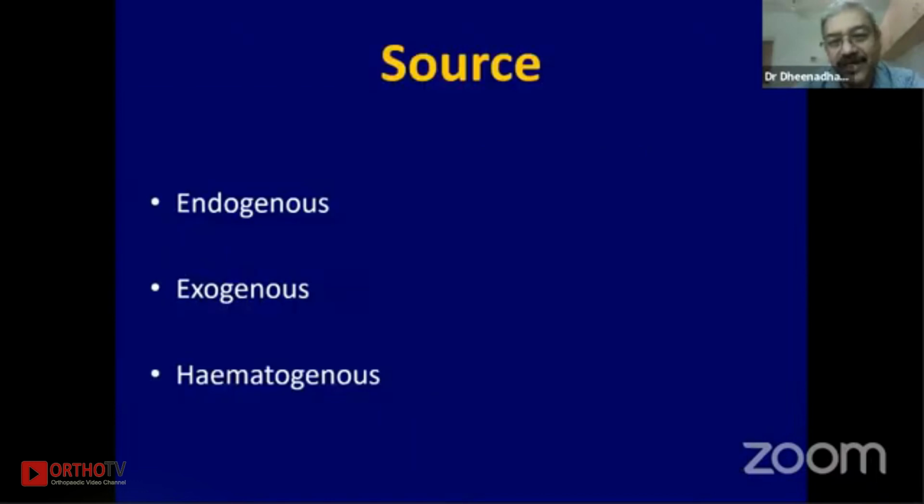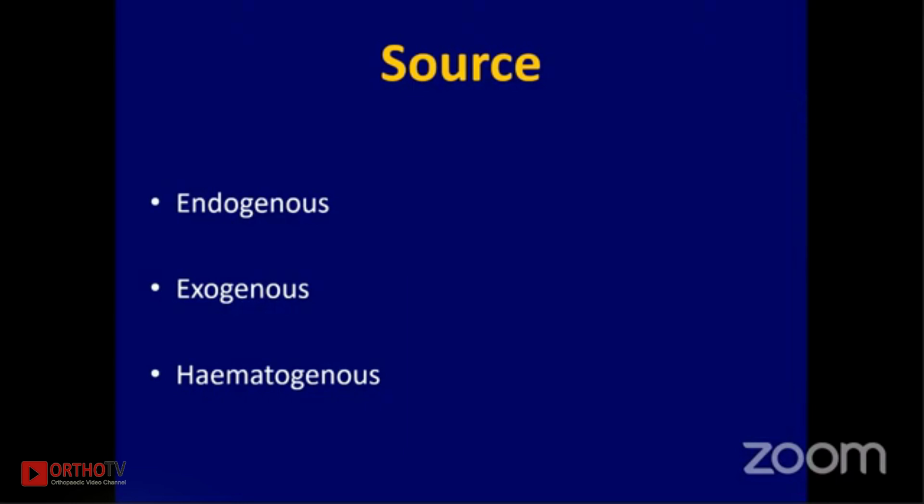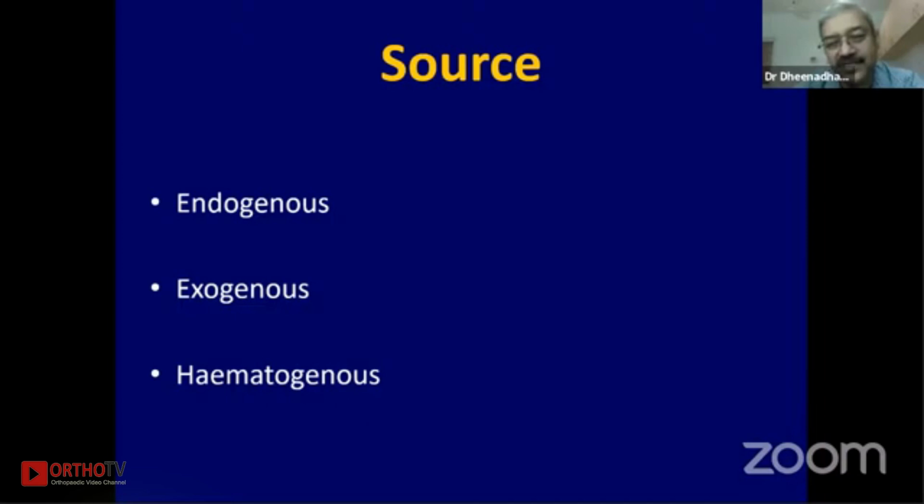And we also know that the bacteria that comes in is either endogenous, exogenous, or hematogenous. But it is known that 80% of them are endogenous. And it is true. So it means patients bring in the organism. That is why pre-hospital optimization is extremely important. Of course, in trauma, you may not be able to do that optimization, but in all other electives, you will definitely do it.